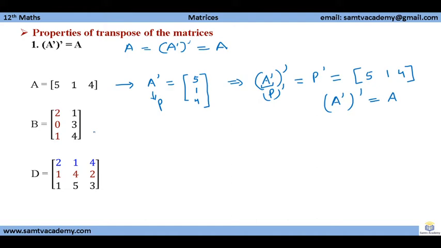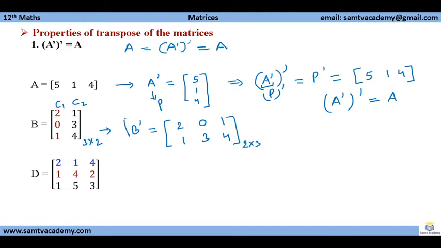Now let's see this example. This is B, and we need to find its B transpose. What is the order of this matrix? 3 by 2. So the order of the transpose will be 2 by 3. This is column 1, this is column 2. Column 1 will change to a row, so 2, 0, 1 we will make it a row. Now column 2 we will make a row: 1, 3, 4. The order of the matrix is 2 by 3.